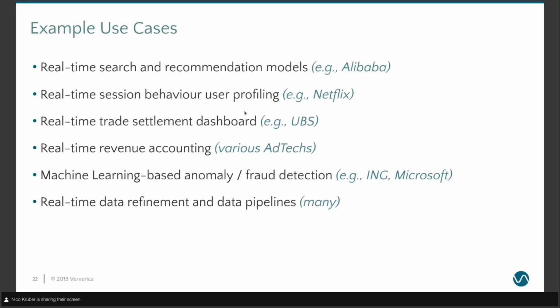And people use this for doing real-time search and recommendation models, or user profiling, like the Netflix example that we mentioned earlier. There can also be traditional companies going into learning-based anomaly and fraud detection or settlement dashboards. You can do revenue accounting. You can refine your data and do a lot of things. You can even implement a real application. There are also examples where a social network was developed on top of Apache Flink with this DataStream API. So it is very powerful, but it is also low level as compared to the SQL API.